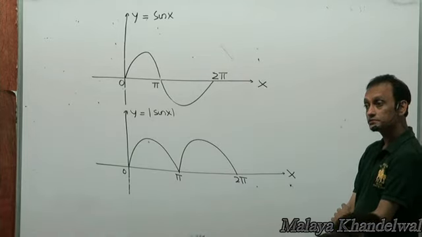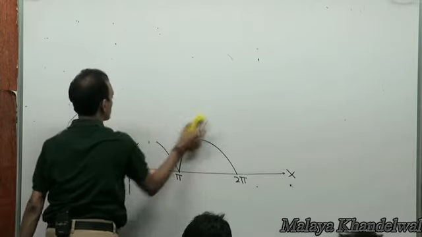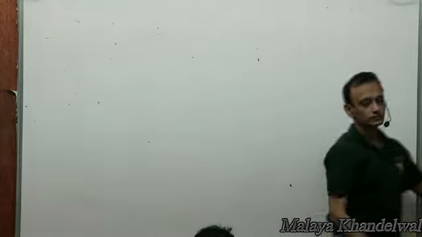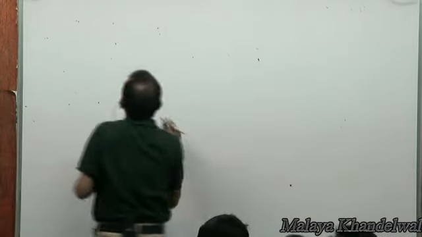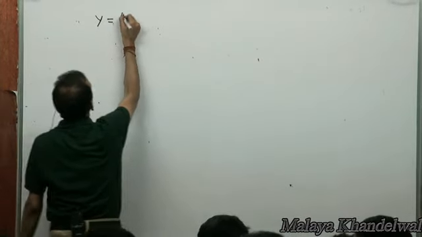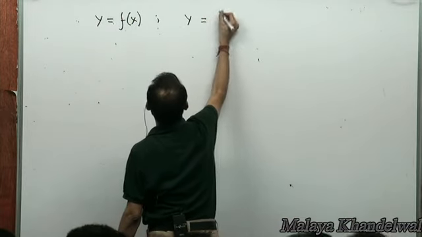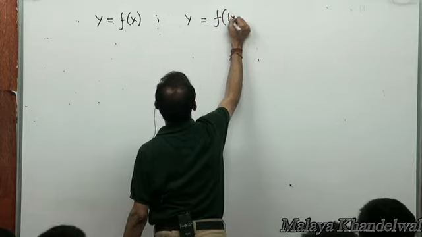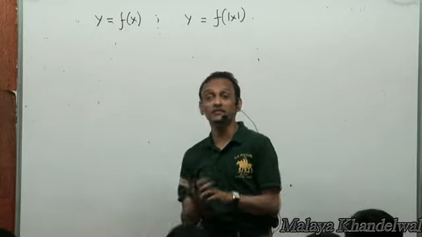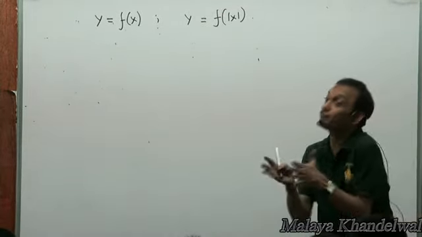Can I wipe this off? Suppose I have the graph of y equal to f(x). Now this is what I seek to do. I have the graph of y equal to f(x). From this, I want to draw the graph of y equal to f of mod x. You know what I'm saying? Not mod of f(x), f of mod x. Given the graph of y equal to f(x), I now wish to trace the graph of y equal to f of mod x.